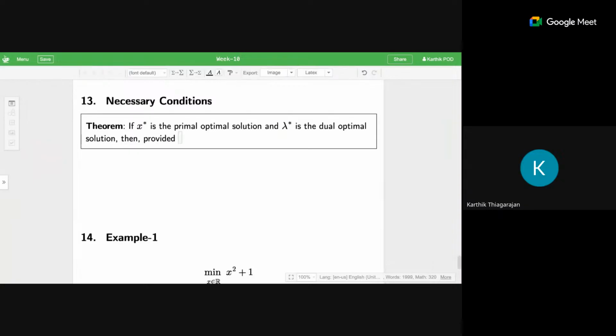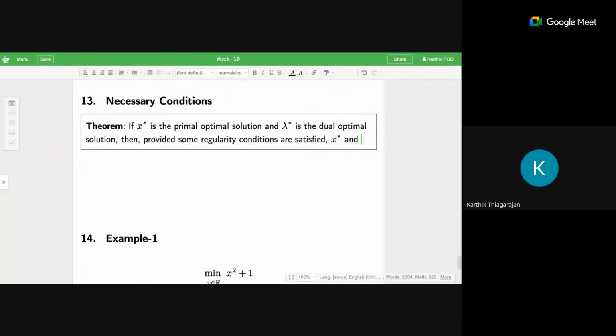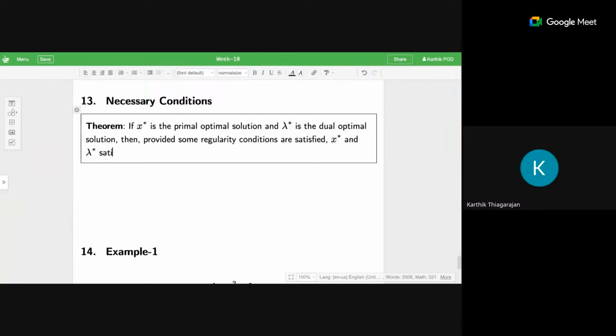Provided some regularity, this is not important now. The prof also doesn't mention it, but for those who are interested, let me know. I will point you to the right resources. Okay, X star and lambda star satisfy the KKT conditions. Okay, so that is what we call a necessary condition.